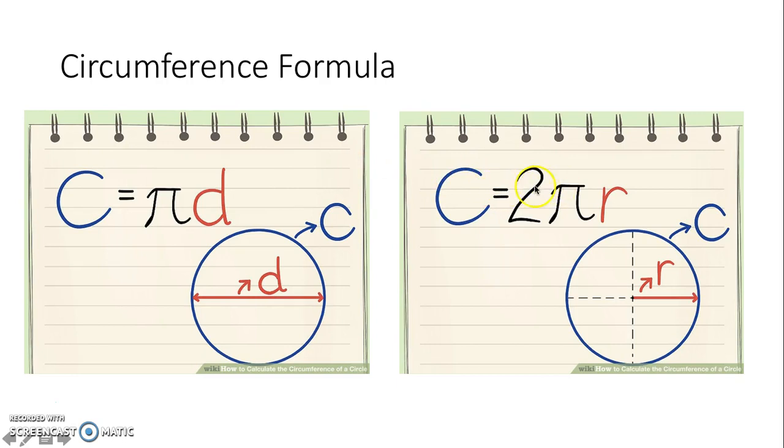Think about it this way. If we know the diameter, you just need to multiply it by pi. But if you only know the radius, to get the diameter, you have to multiply it by 2, and then by pi to get the circumference. It's the same formula, just a different way of writing it each time.